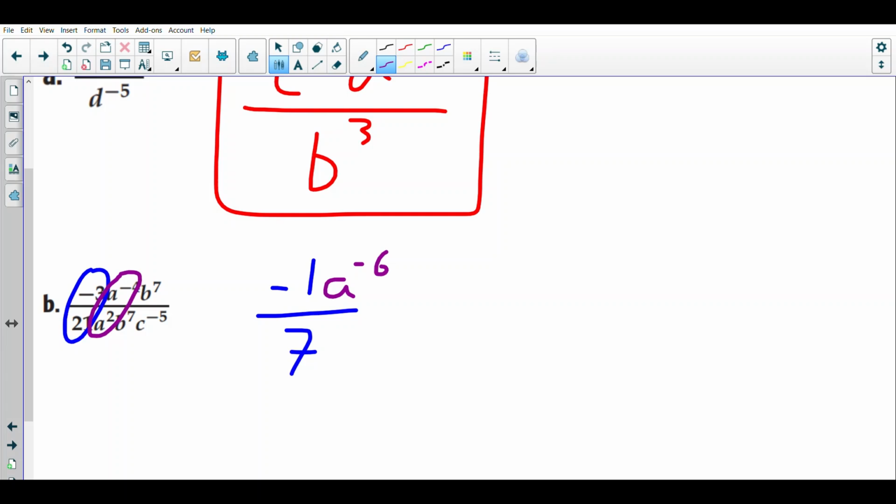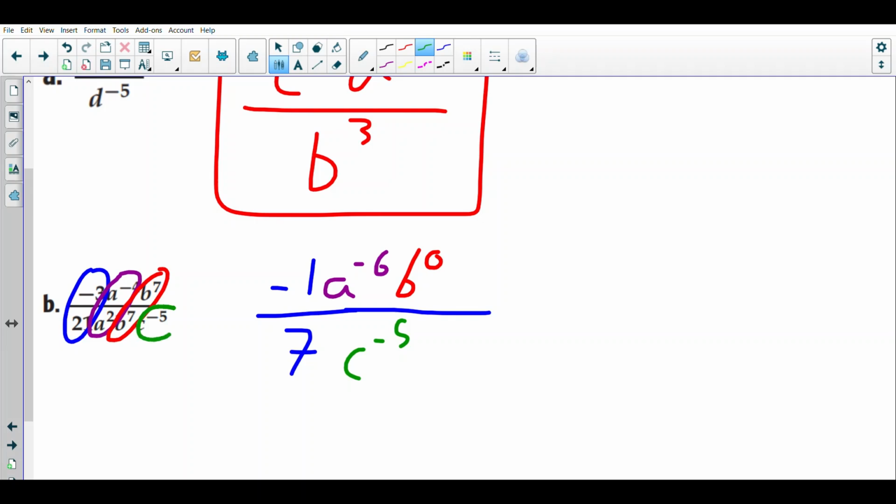I'm going to extend my line here. And then we end up with b to the seventh over b to the seventh. Well, 7 minus 7 is 0, so we get b to the 0. Anything to the 0, that's a good thing. And then c to the negative fifth, that is just by itself.